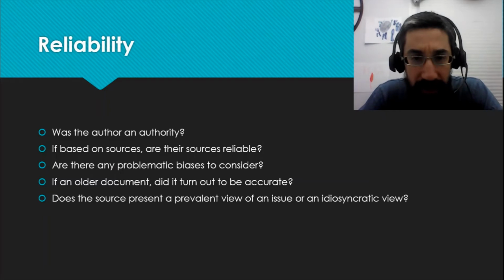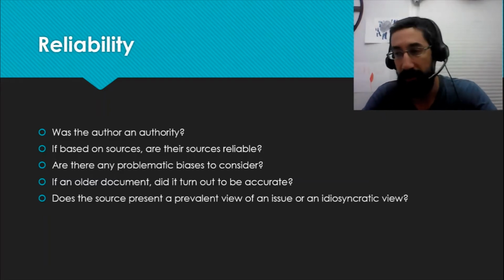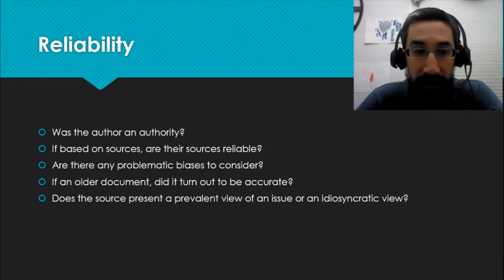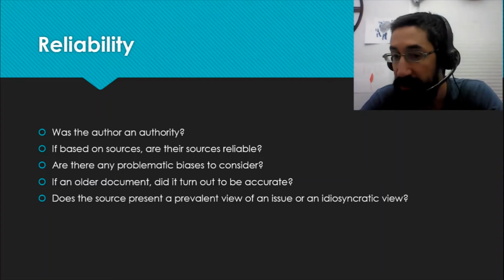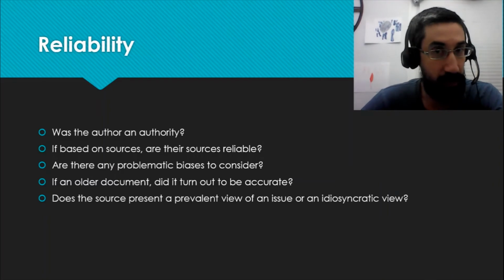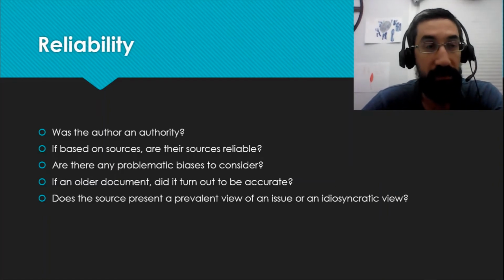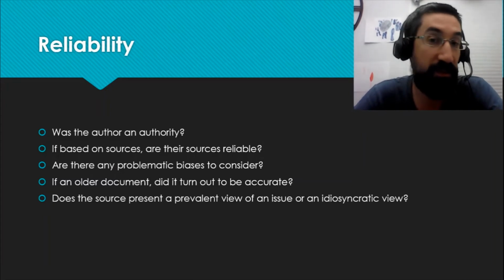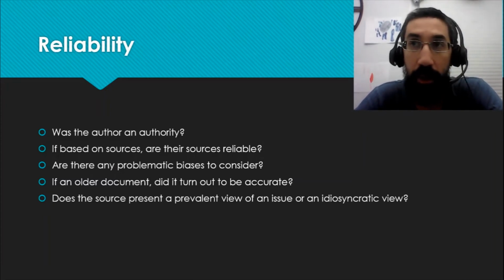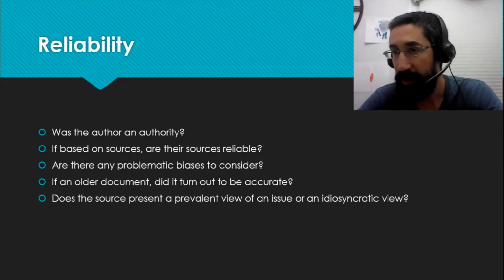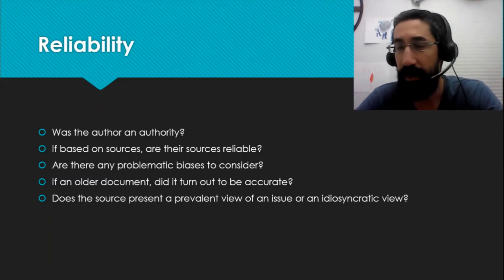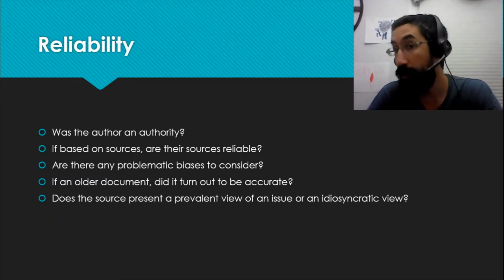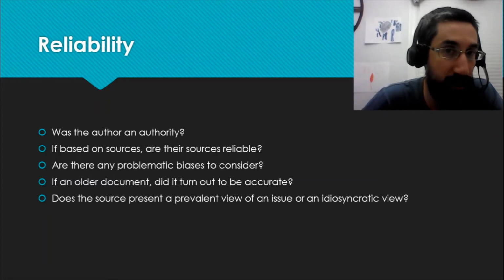Another thing you want to think about, and this goes back to the point I made before, and will also come back when we talk more about interviews: does the source present a prevalent view of an issue or an idiosyncratic view? If you were to have an interview with a faculty member, are you getting that one faculty member's opinions, or are they trying to represent the broader feelings of their department when they're responding? These are things that you're going to want to suss out.